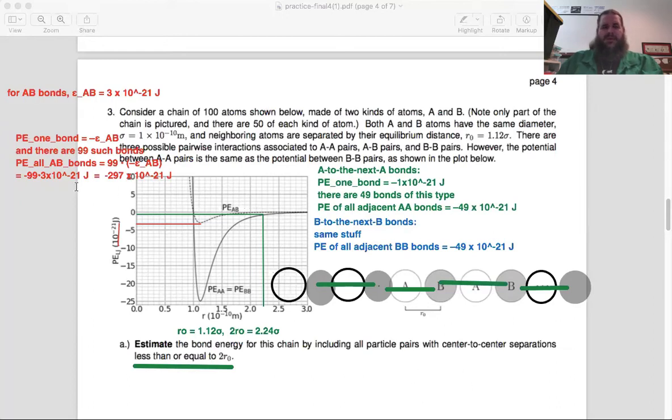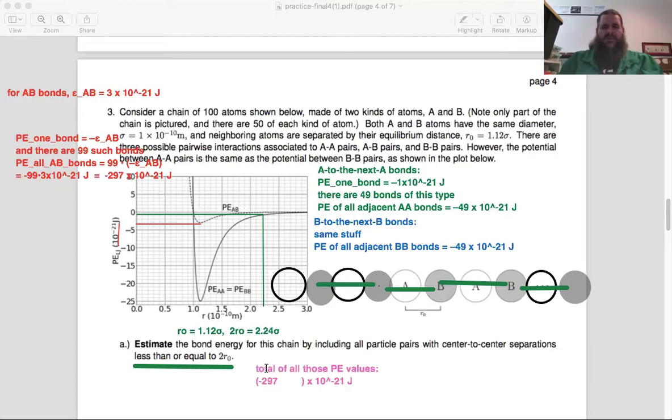So we now know the potential energy of all of the adjacent AB bonds, all the A to the next A bonds, and all the B to the next B bonds. That's all the bonds that we're considering here, all the bonds with separation less than or equal to 2 are not. So what do we do with those potential energy values? Yeah, we can just add those up. So we add together -297, and these are all times 10 to the -21st.